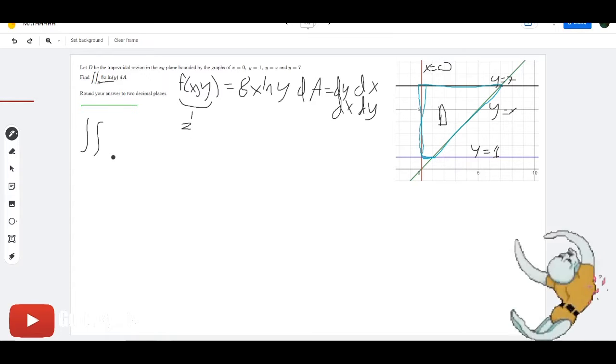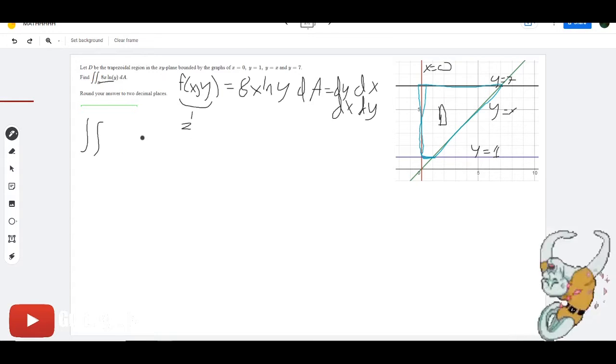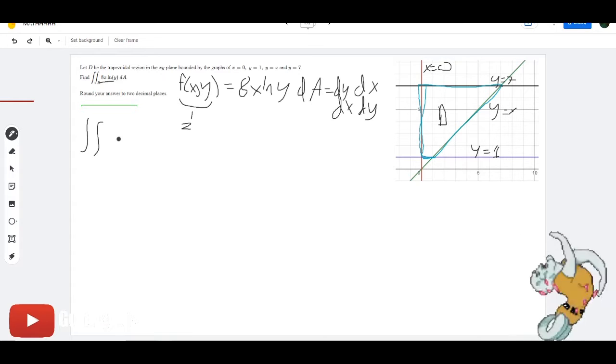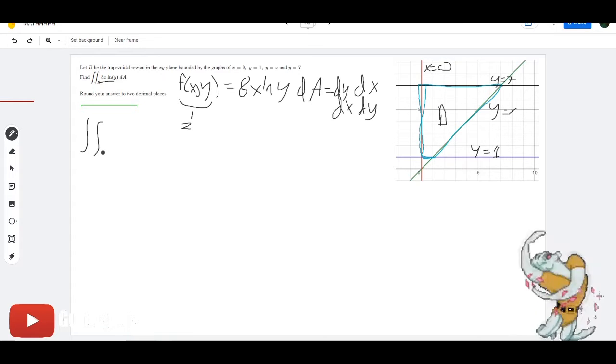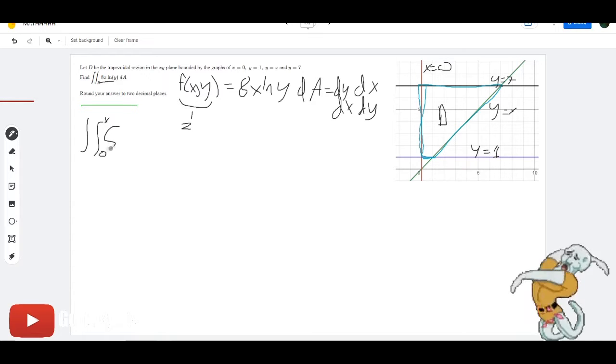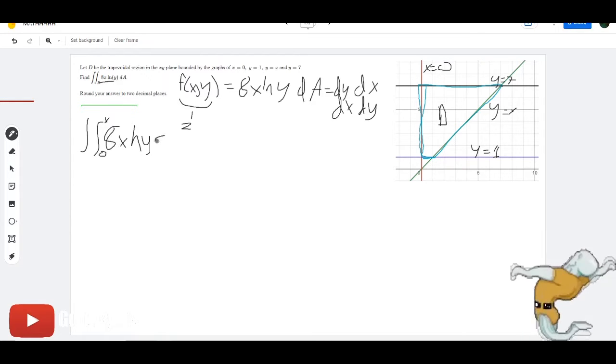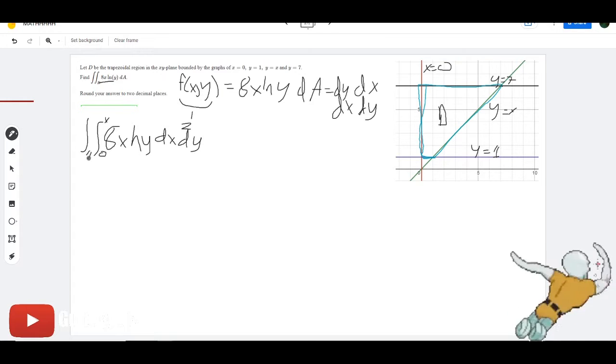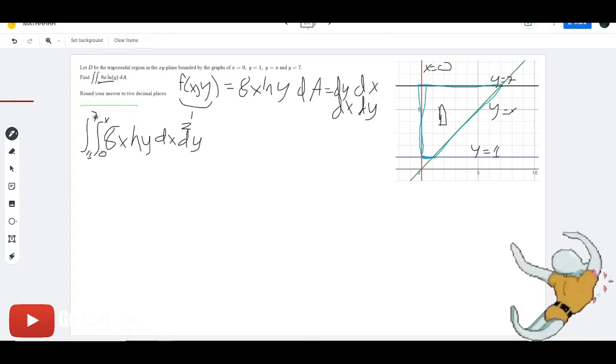I don't even know how to explain that. It's pretty hard to wrap your head around it. So the integral is 8x ln y dx dy, and our boundaries for y are 1 to 7.